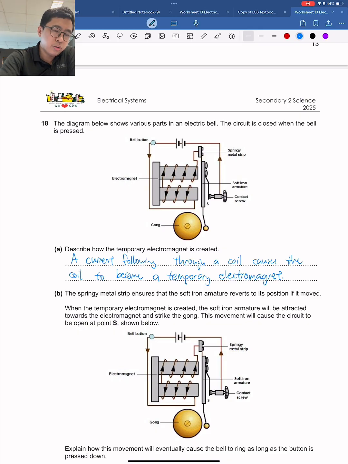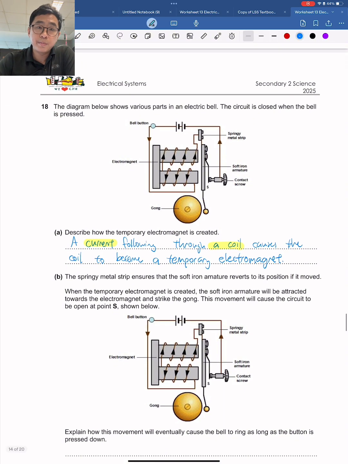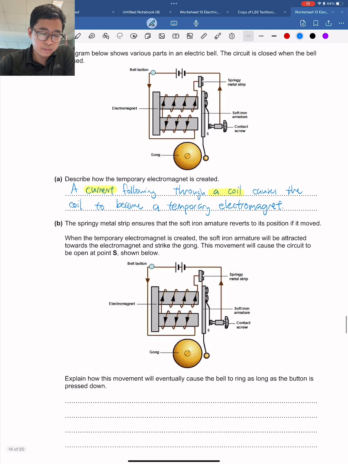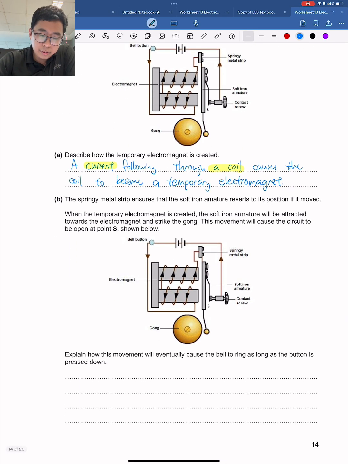So the important part of this is you must mention it is current and it flows through a coil. And this will give you your marks for this question. So this is from textbook as well. This is the magnetic effect of electricity. So how will this movement cause the bell to ring as long as the button is pressed down?